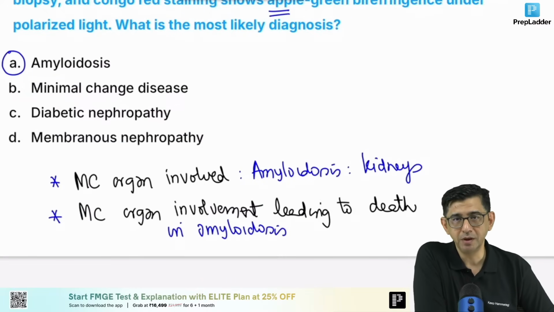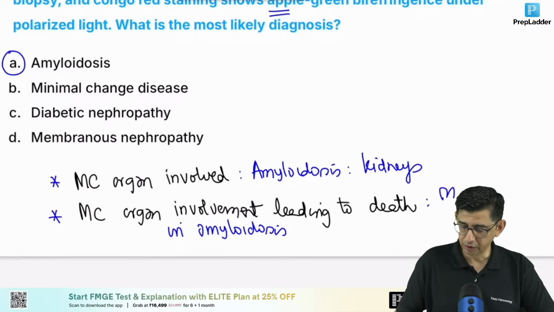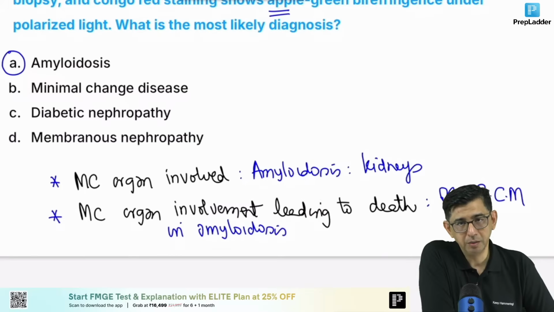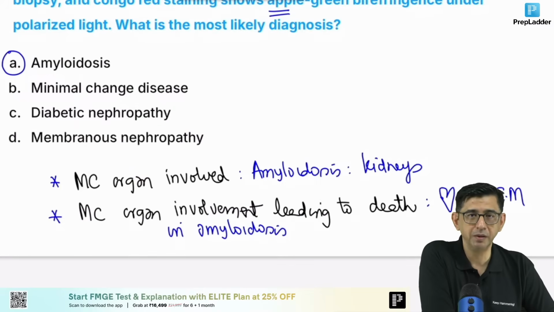General Parvez Musharraf, the Pakistani general, died because of amyloidosis, and the involvement is that of restrictive cardiomyopathy, RCM. The most common organ involved in amyloidosis is the kidney. And then you can remember the example of General Parvez Musharraf from Pakistan. He was the one who was instrumental in ensuring the Kargil war happened, and he himself died because of restrictive cardiomyopathy in a Dubai hospital.